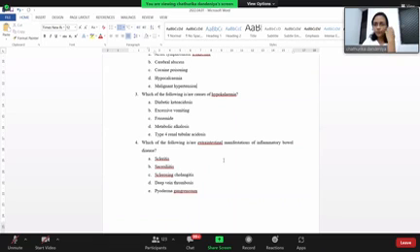So anterior uveitis is basically iritis, the anterior part of the eye. So the answer is false. Next one, sacroiliitis.